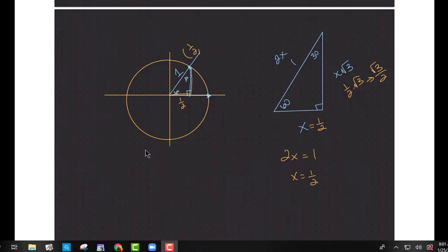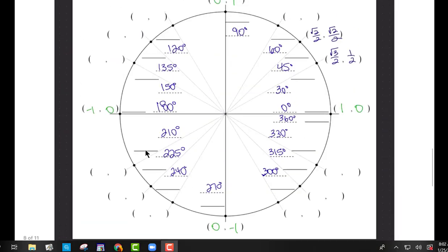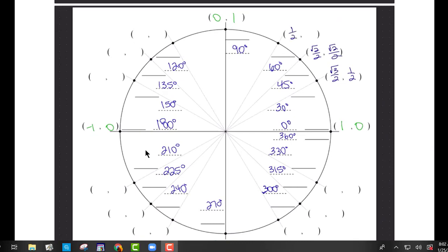And how far did we move up? Square root of 3 over 2. So now our x is 1/2, and our y is the square root of 3 over 2. All right. So let's see if we can figure out some of our other points when it comes to our unit circle.